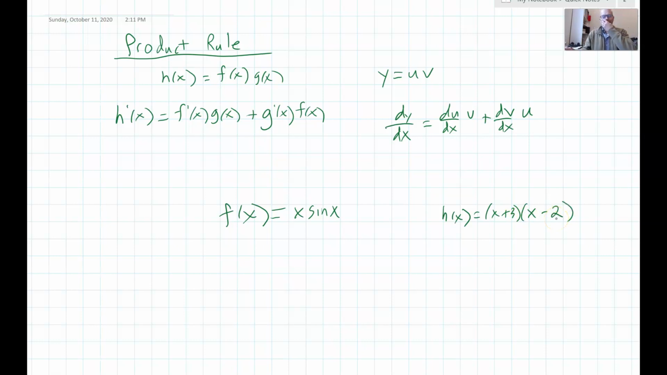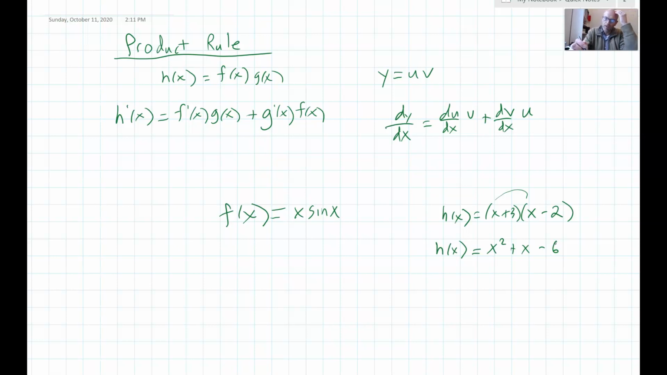Now here's one where, when you first look at it, this could definitely be thought of as an expression times an expression, both involving x, so you could use the product rule here. However, you could take an algebra move right away and multiply this out, so you'd get x squared, and 3x plus negative 2x would be plus x, and 3 times negative 2 would be negative 6. And then in this case, you wouldn't have to use the product rule.